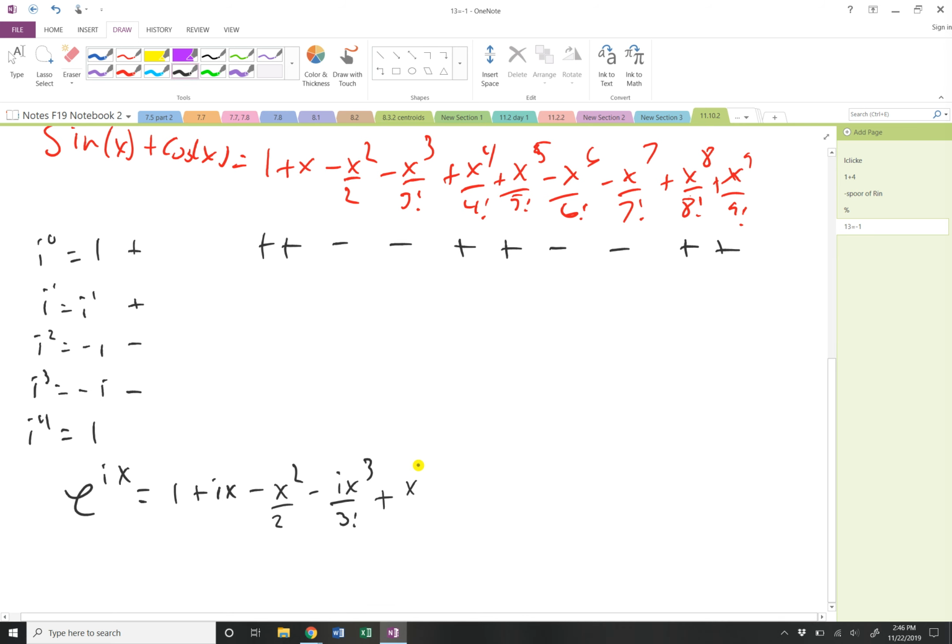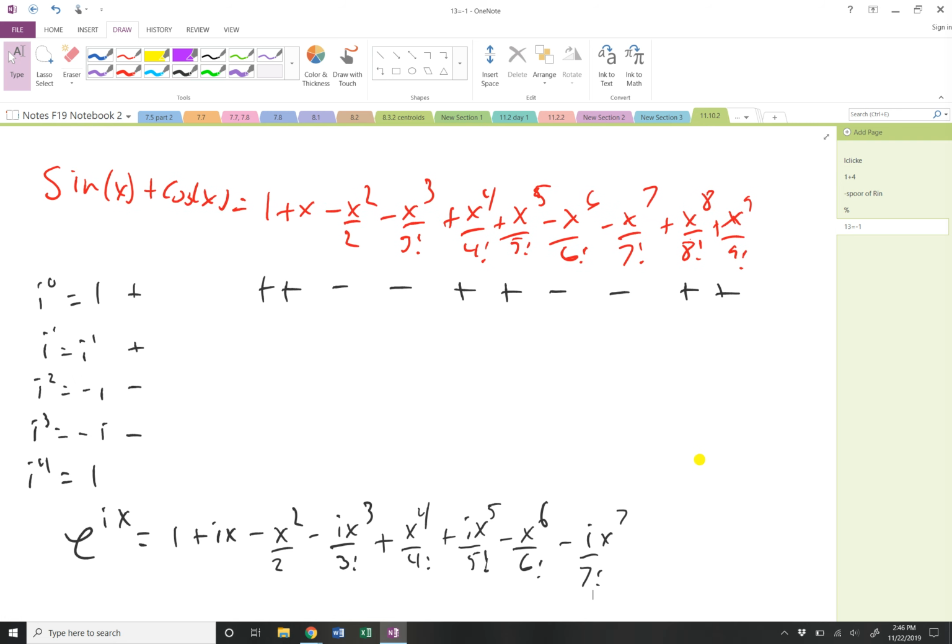Plus x to the 4th over 4 factorial plus i x to the 5th over 5 factorial, minus x to the 6th over 6 factorial, minus i x to the 7th over 7 factorial. That should be negative.